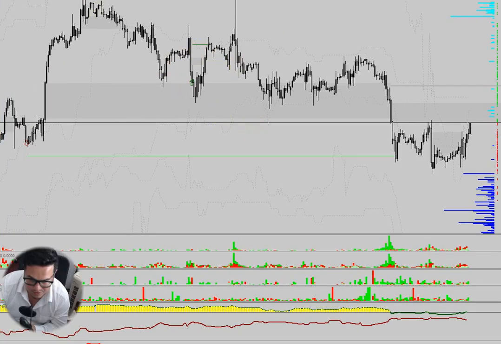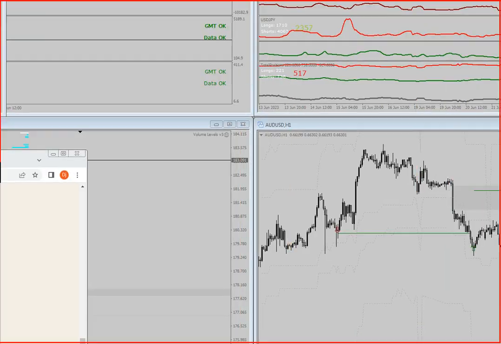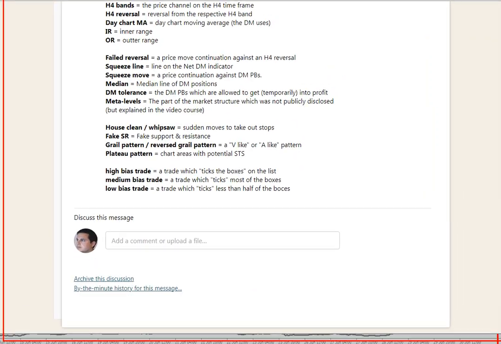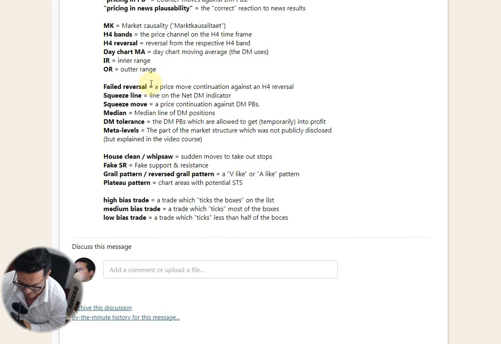Whereas when we see squeeze moves, often they reach for outer range areas, like here in dollar yen. Okay, so this is out of the range on the 1 hour chart. Failed reversal is when we have a 4 hour reversal, but it doesn't come and goes in the opposite direction.